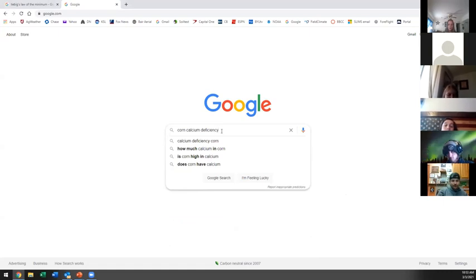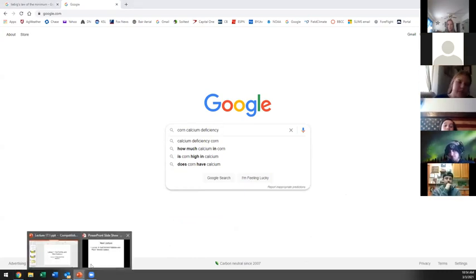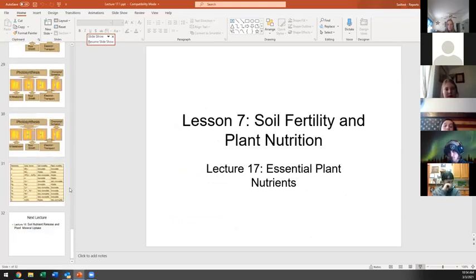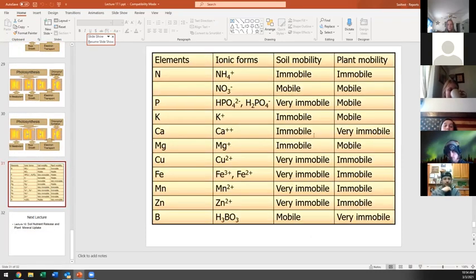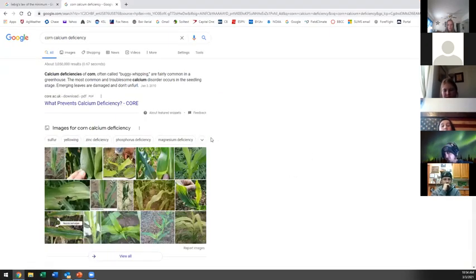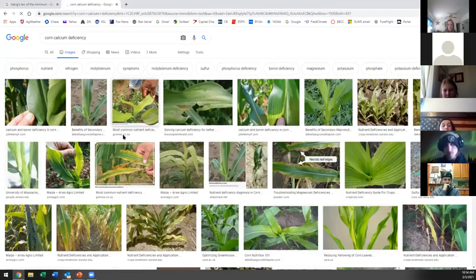Okay, you guys can do this on your own too, right? You can look up some of these deficiency symptoms. But let's go back here for just a second. Okay. Go to the end here. And calcium in the plant is very immobile. Okay. And so we know right off the bat that if we've got a calcium deficiency, we're more than likely going to have to see it in the newest growth. So let's Google this and look at some images here.